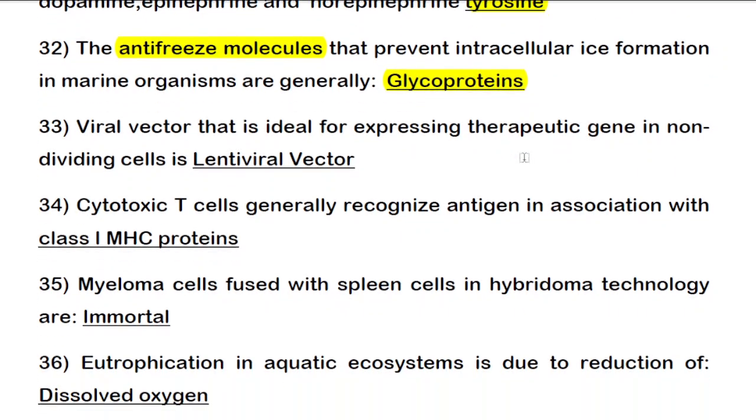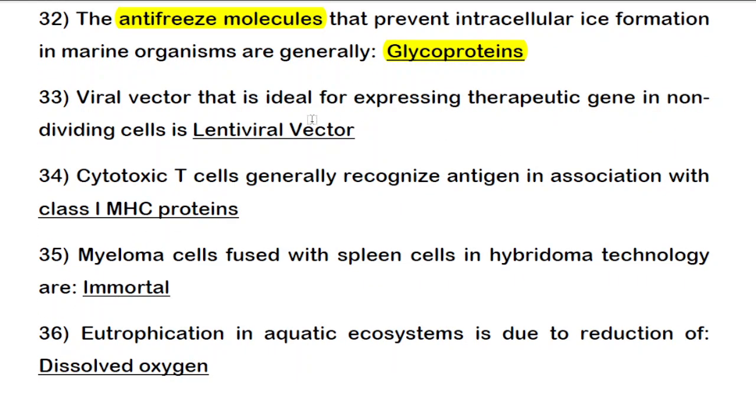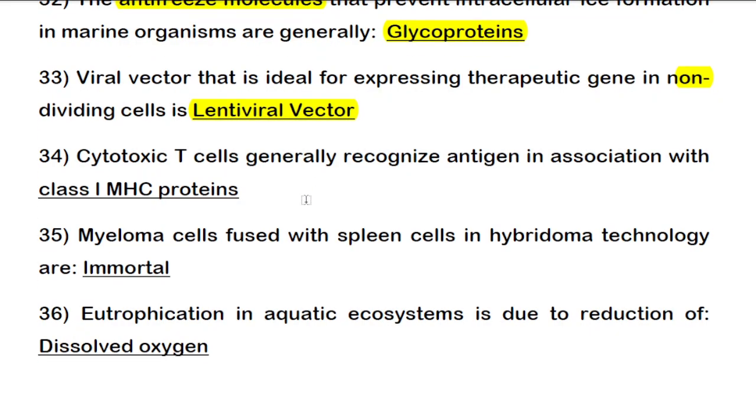33rd question. Viral vector that is ideal for expressing the therapeutic gene in non-dividing cells. So in case of dividing cells, we can use adenovirus or retrovirus. In non-dividing cells, we need to use the lentiviral vector. 34th question. Cytotoxic T cell generally recognizes antigen in association with, so cytotoxic T cell means they are speaking about CD8 T cell. Okay, so they will be recognizing the antigen in association with class I MHC.